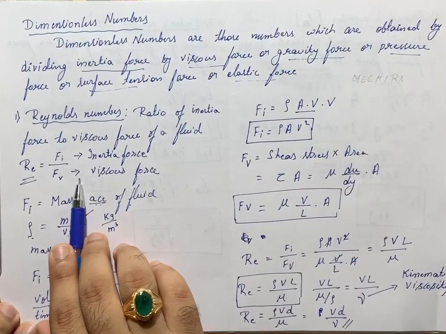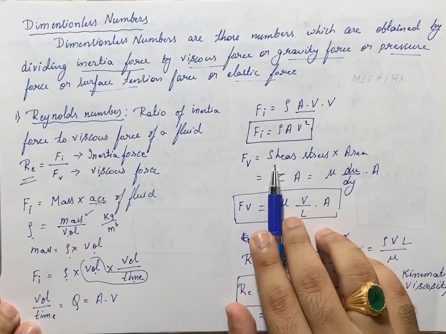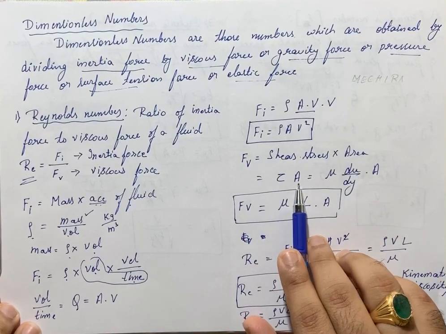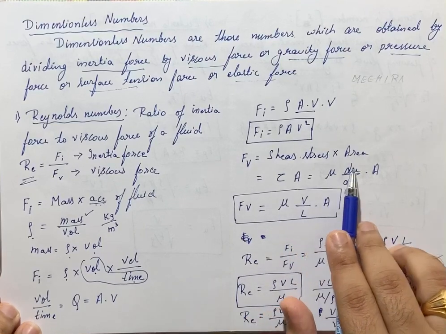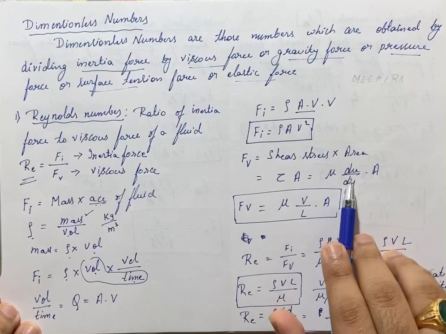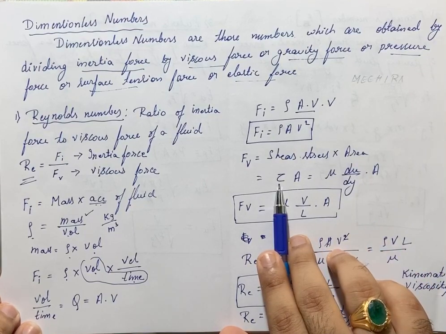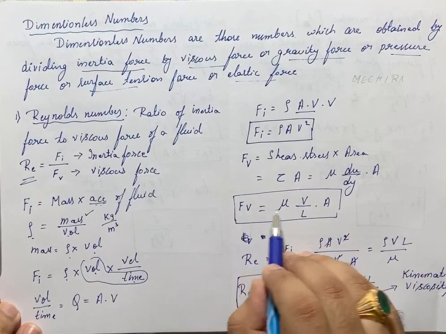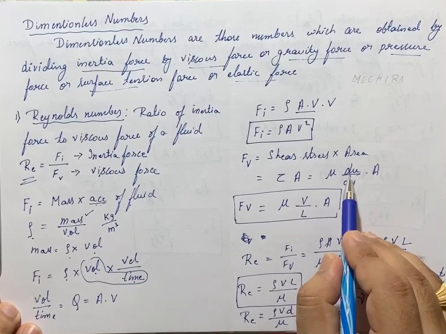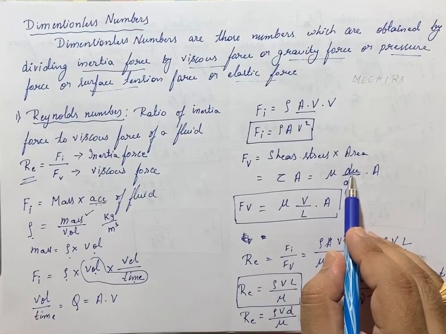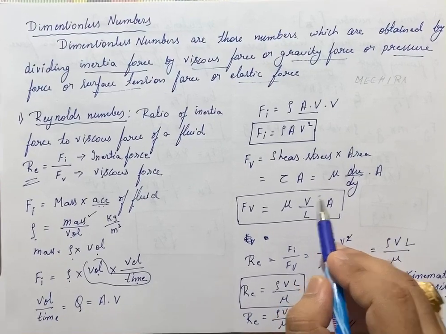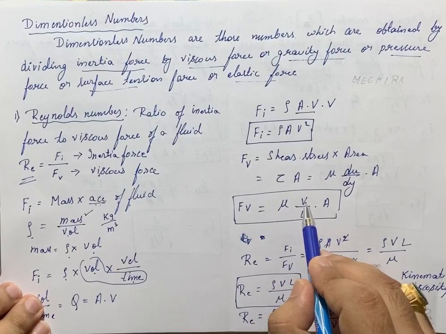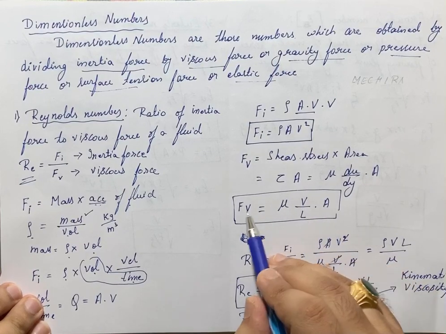Now, next one is the viscous force. Viscous force here is nothing but shear stress into area. Shear stress is mu into du by dy, into area A. Now, in shear stress mu into du by dy, du is the change in velocity, or I can take it as velocity v. Dy is the linear distance, that is L. So, I can write mu into v by L into A as the viscous force.